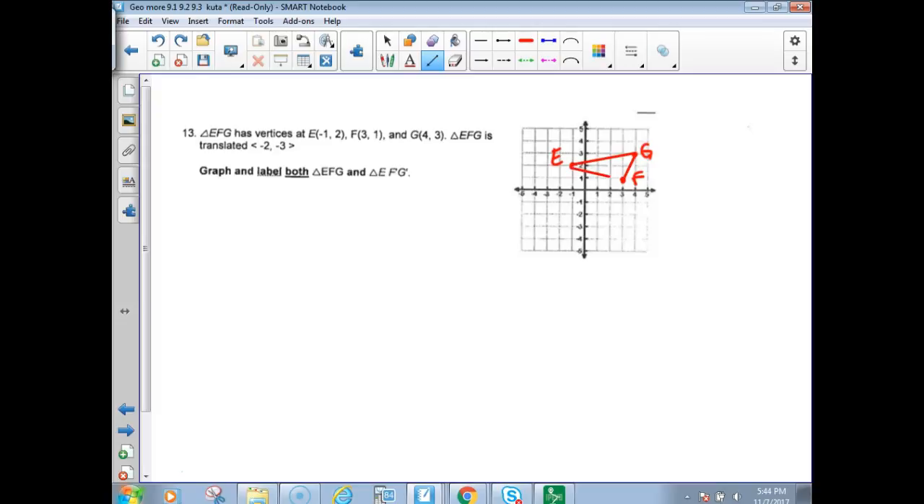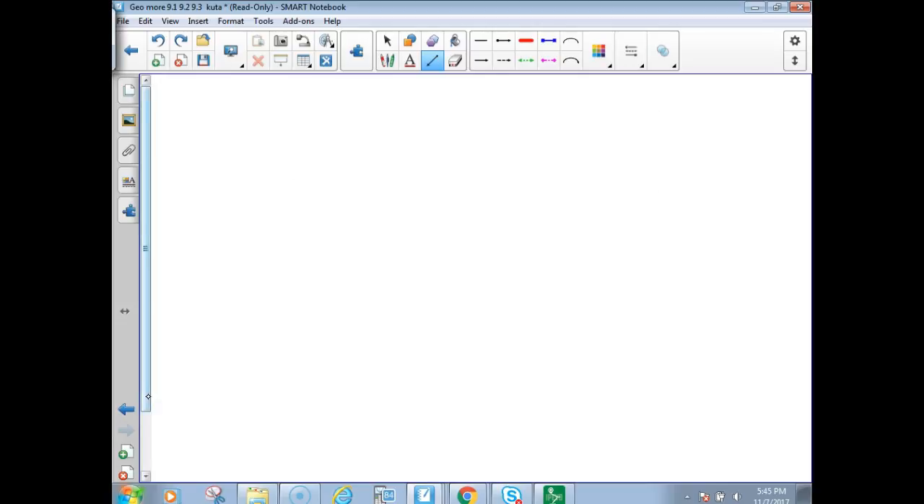Make our triangle. And then it says to translate it, -2, 3. That means go left 2, down 3. So just take all the points in that direction. Left 2, down 1, 2, 3. Label it E prime. Take G, left 2, down 1, 2, 3. Label it G prime. Take F, left 2, down 1, 2, 3. Label F prime, and then draw the figure. Okay, and that is the end of that.